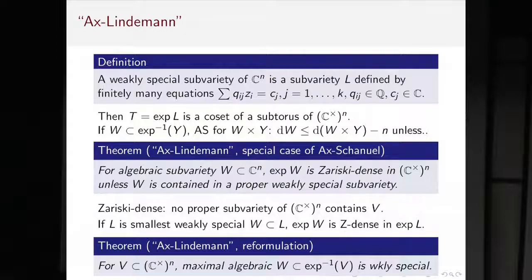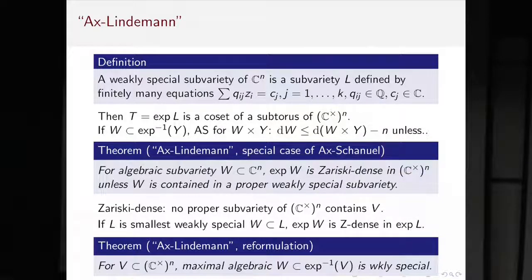Now, another way of saying this is to consider, for our W, L to be the smallest weakly special subvariety which contains it, and then the image of that will be some coset of a subtorus, and the exponential of W will be Zariski dense in that. And therefore, if the exponential of W is contained in V, so will be the exponential of L, because of this Zariski density property. So there'll be this L, which contains W, and whose exponential is also contained in V.